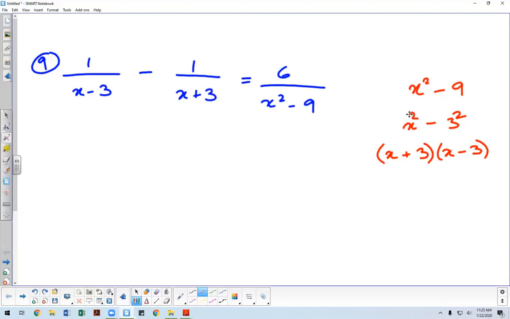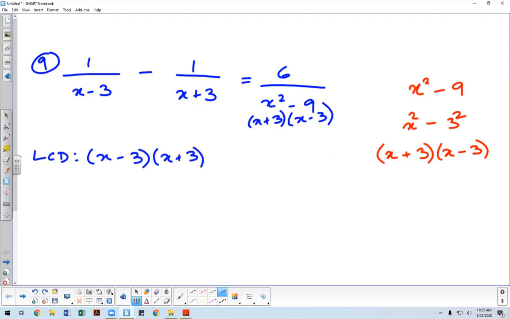Because when you factor it, you will see it forms a combination of both of these other two denominators. So together, they're actually going to form our least common denominator. So you can rewrite this guy here as x plus 3, x minus 3. So our least common denominator is going to be a product of both of them. Okay?